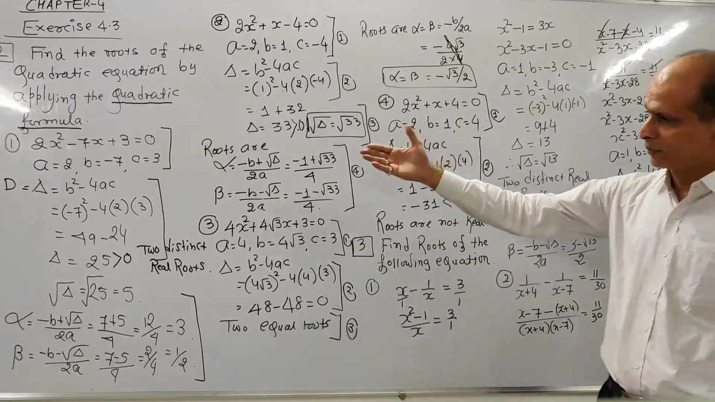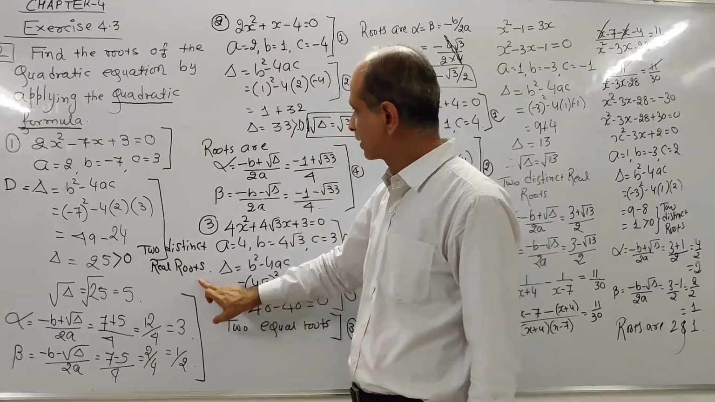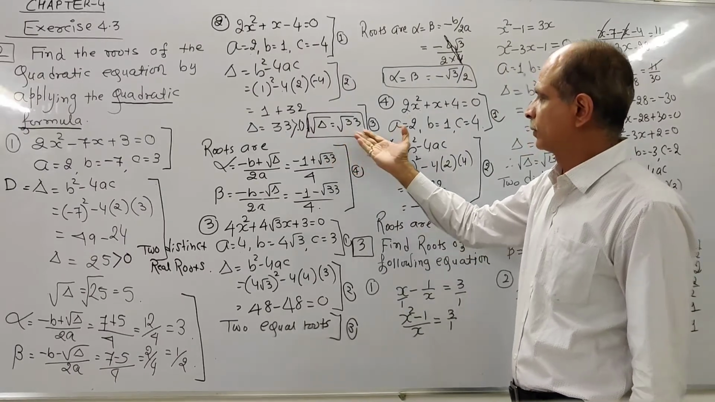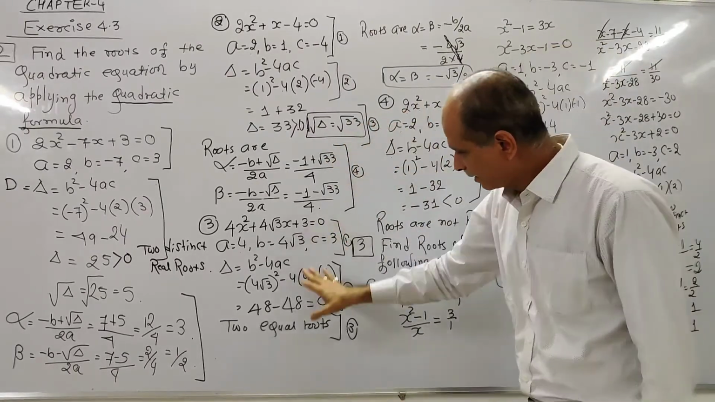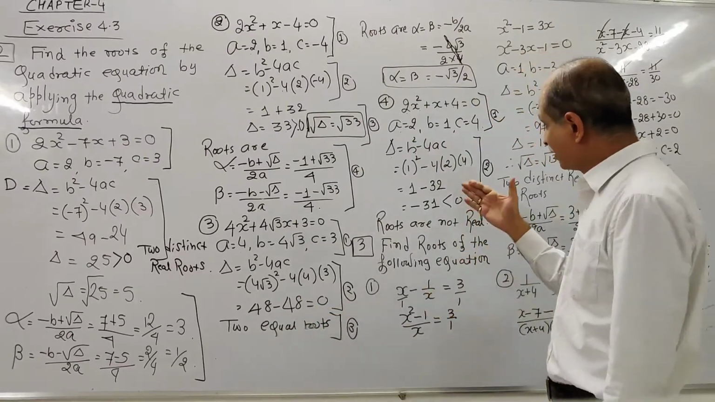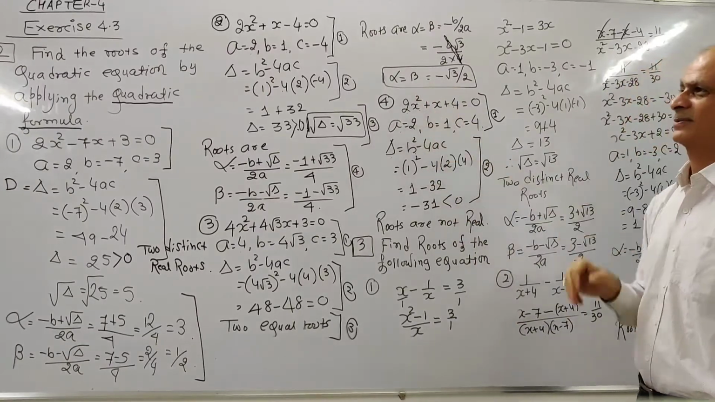So in first example, root delta is 25. So 2 distinct roots are there. Similarly, in second example, root is under root 33. So 2 different roots are there. Here in this example, delta is equal to 0. 2 equal roots are there. Here in this example, delta is less than 0. And that's why roots are not possible.